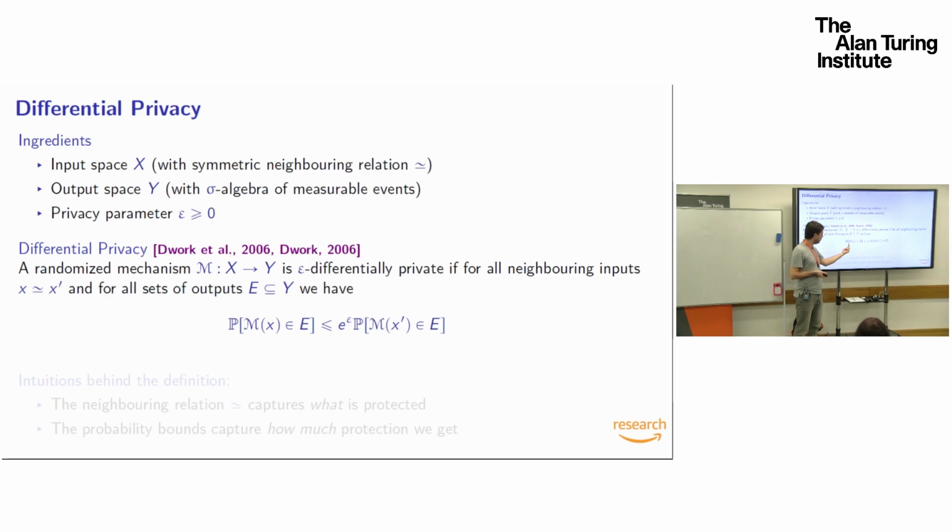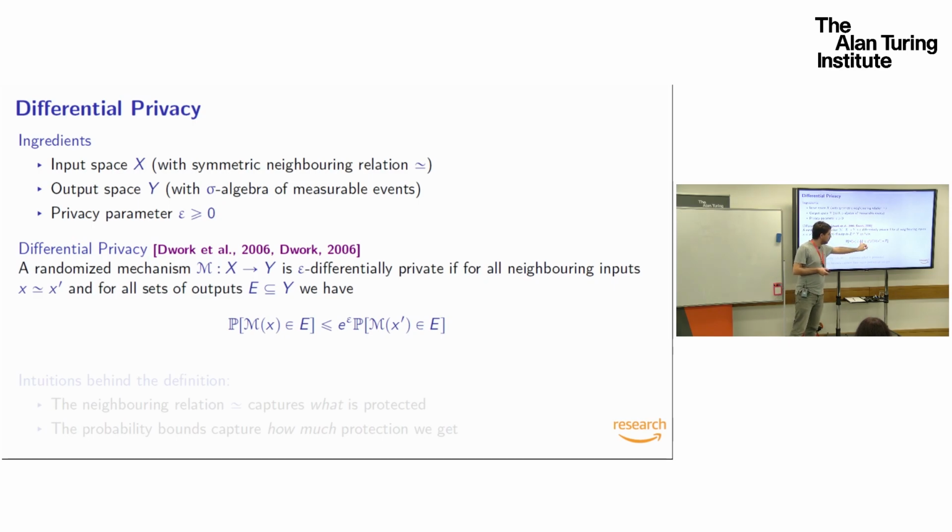So remember, M is a randomized mechanism, so I can talk about the probabilities of outputs. So I want to say that the probability of the output of M on database X being in some set E is similar in this notion, so it's less than e to the epsilon times the probability of getting an output in the same set when I change one person in the database, when I run the mechanism on the database X prime. And you have to think of epsilon as being a very small parameter, close to 0, so that this thing is basically 1 plus epsilon.